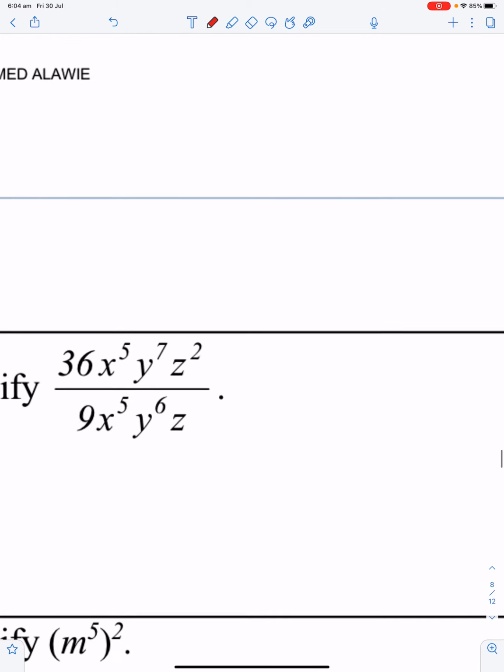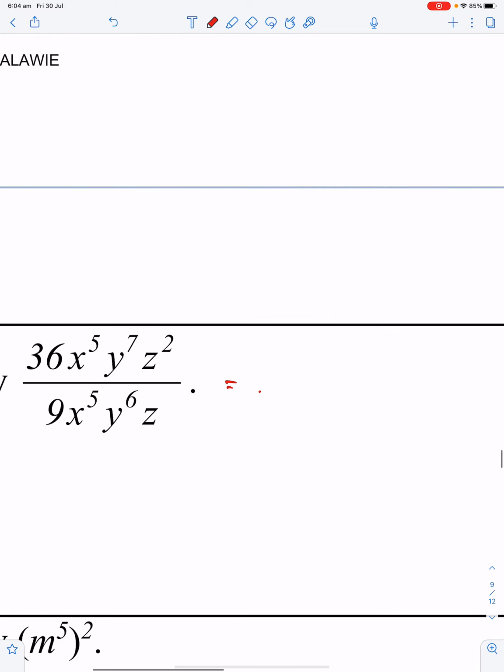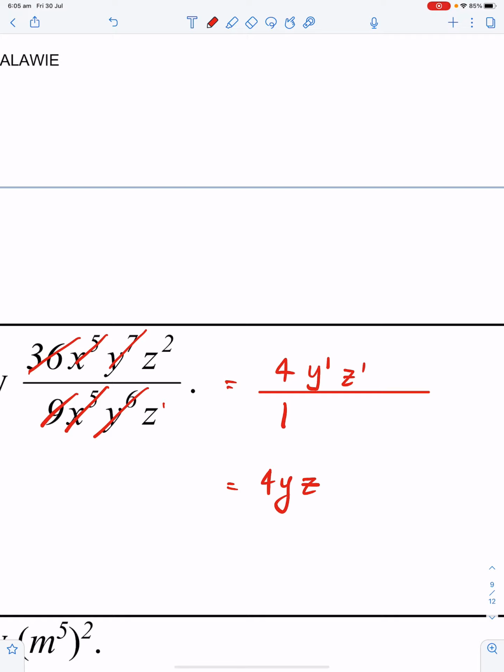123 is a very nice question. Let's have a look at this one together. Divide this by 9 and get 4. Divide this by 9 and get 1. X to the power of 5 divided by x to the power of 5 is 1, so you just don't write anything. Now y to the power of 7 over y to the power of 6 leaves y to the power of 1 up the top. And z squared over z to the power of 1 leaves a z up the top. And that's your final answer.